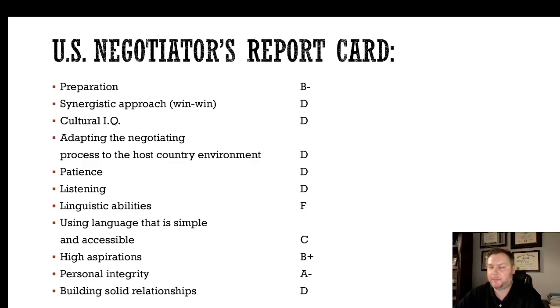High aspirations, B plus. Okay, that's a little better, right? So in other words, trying to really think big, right? Have a growth mindset of coming to agreements, coming to big deals and things like that. And personal integrity, A minus. Okay, so we're kind of giving the benefit of the doubt in terms of our hearts being in the right place despite a lot of these poor grades. And building solid relationships. Again, you need repeats, referrals. D. So a lot of bad grades here. And here's why these are.